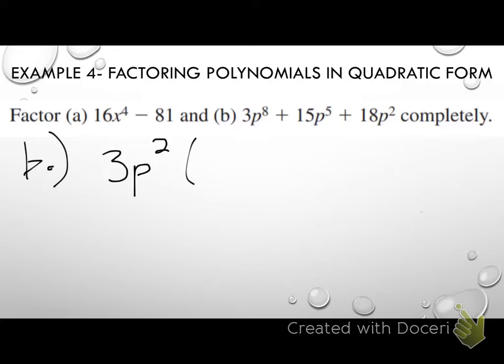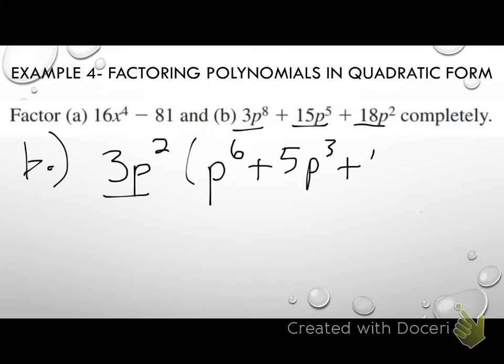So now I'm asking myself, 3p squared times what would give me 3p to the 8th? P to the 6th. 3p squared times what would give me 15p to the 5th? 5p to the 3rd. And then 3p squared times what would give me 18p squared? 6. Everyone's still good factoring out a GCF. Always, always, always look for a GCF right off the bat. If you can factor out a GCF, go ahead and factor it out.